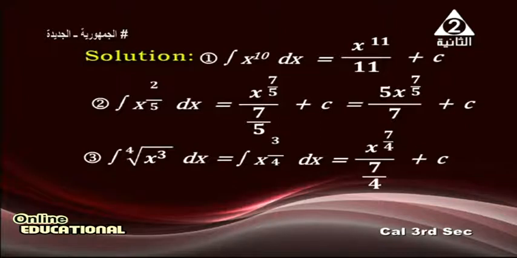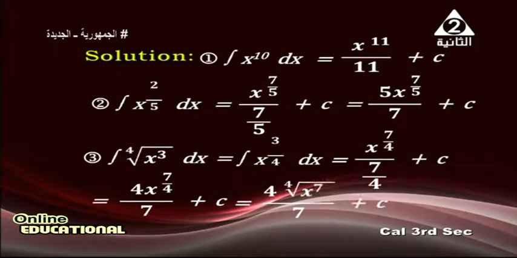Now, x to the power 7 over 4 divided by 7 over 4 equals 4x to the power 7 over 4 over 7 plus c. And now we can change the exponential form to root form. Then the integration equals 4 multiplied by the 4th root of x to the power 7, divided by 7, plus constant c.